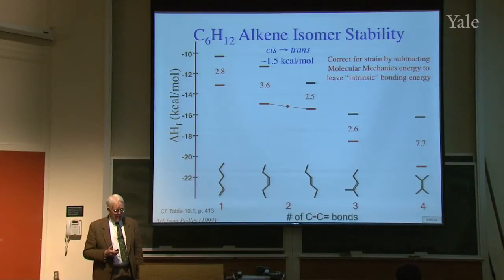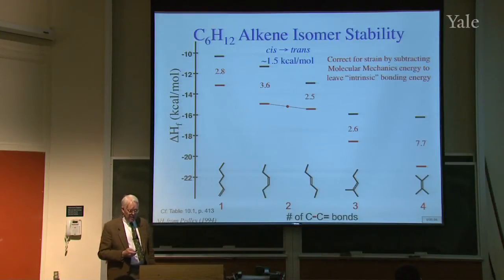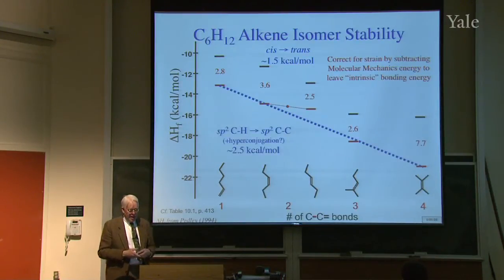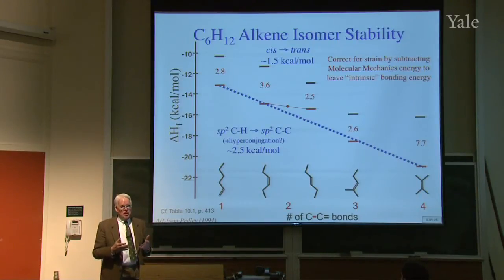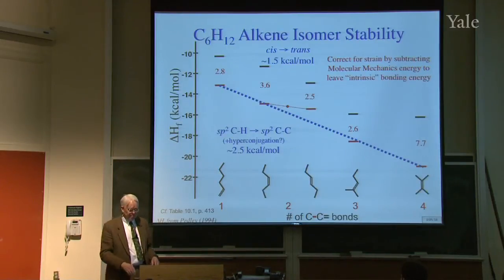Right, it's almost exactly linear according to the number of CC bonds. So you gain in stability about 2.5 kilocalories per mole every time you substitute a CH with a CC, keeping the same number of carbons and hydrogens in the molecule, discussing isomers of one another. Because of course, it makes no sense to compare heats of formation for molecules that are not isomers of one another. You're comparing apples with oranges.